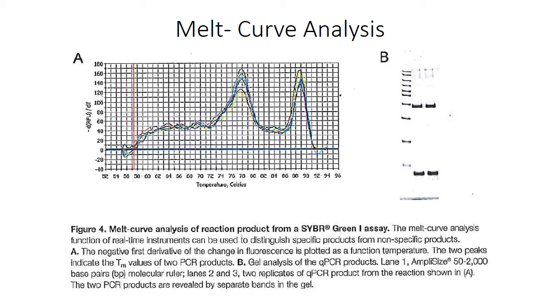Another item that we can have exposure to when we do our real-time PCR is what we call our melt curve analysis. Our melt curve analysis allows us to distinguish between our products and any non-specific products, such as maybe contaminants or abnormalities or different size fragments that we were not interested in.